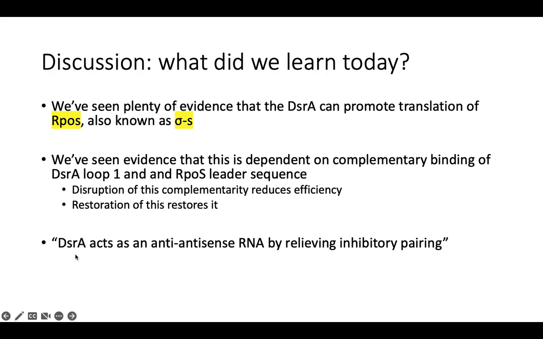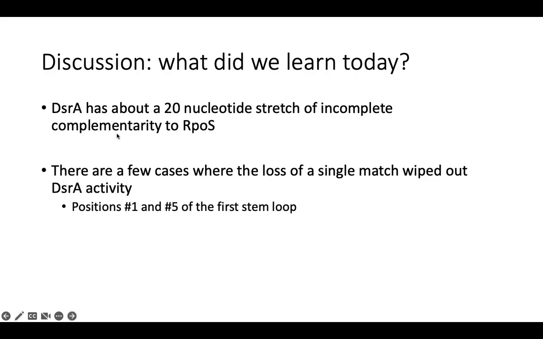Just to quote the authors, going back to the title, DsrA acts as an anti-antisense RNA by relieving inhibitory pairing. So going back into that complementarity, there's about a 20 nucleotide stretch of incomplete complementarity between rpoS and DsrA. We've seen a few points where loss of just a single match pretty much wiped out this DsrA activity of promoting translation. We've seen that in positions 1 and 5 of the first stem loop of DsrA.